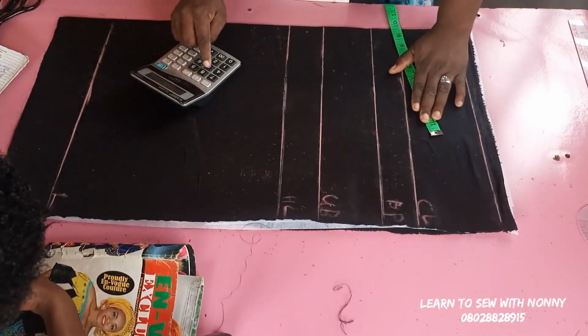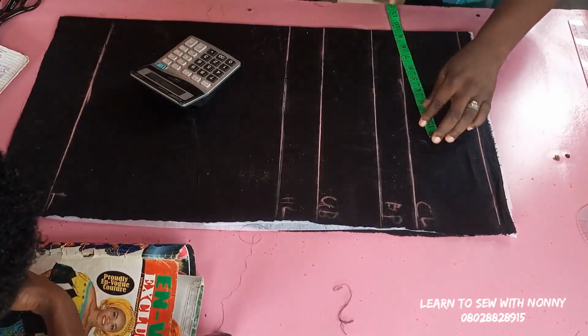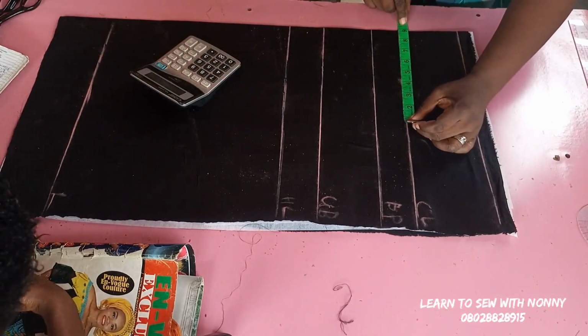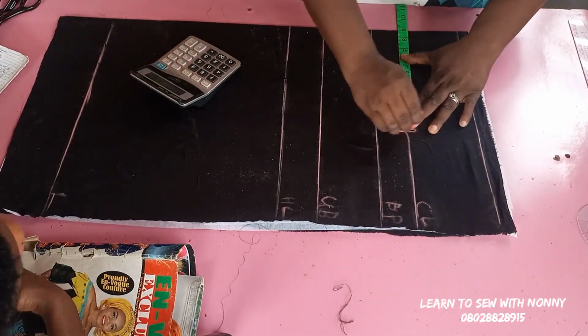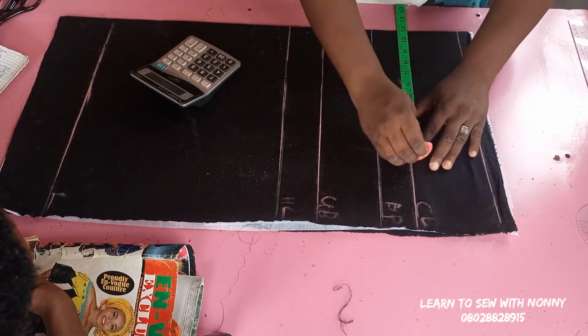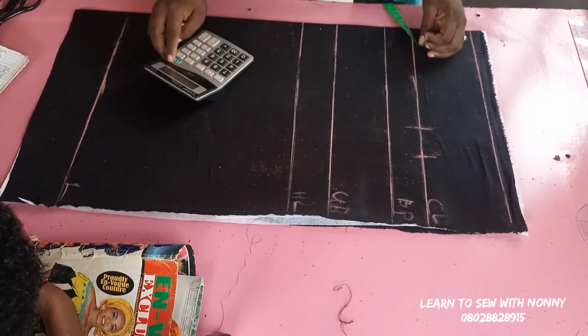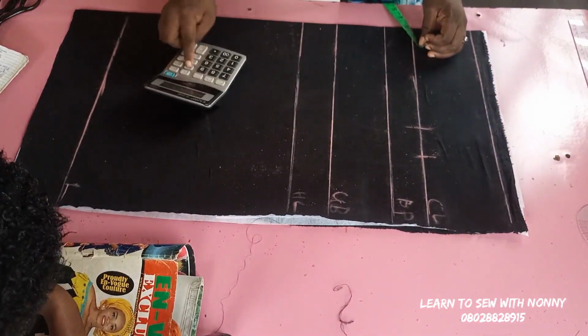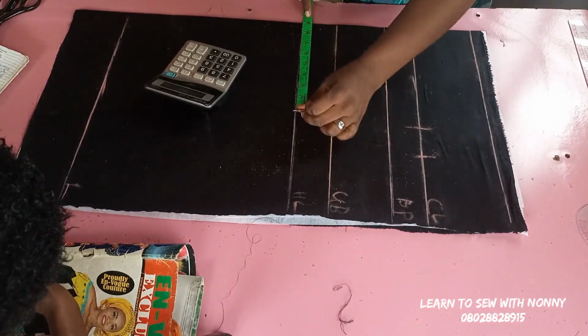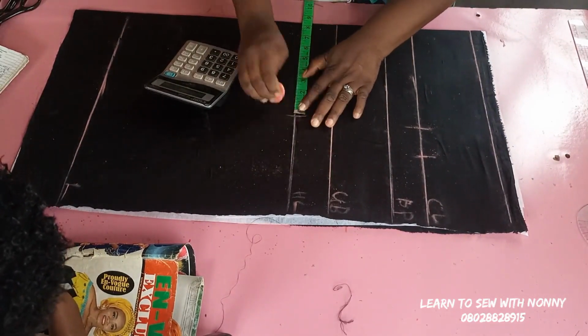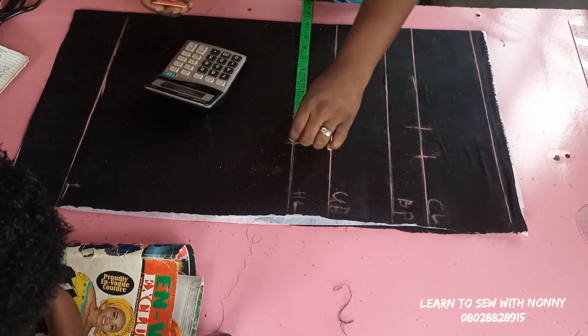All right, so you need your calculator and your measurement. On the chest line, I'm marking quarter of the bust measurement. When I say quarter, I mean the bust measurement divided by 4. Then I add 2 inches seam allowance. Then on the waist, I also mark the waist divided by 4 plus 2 inches seam allowance.